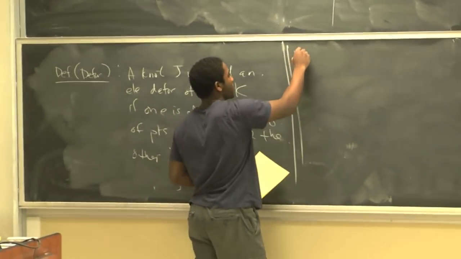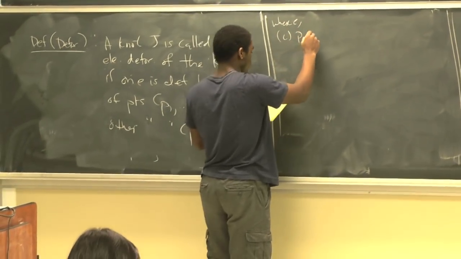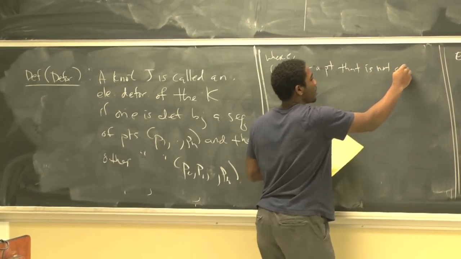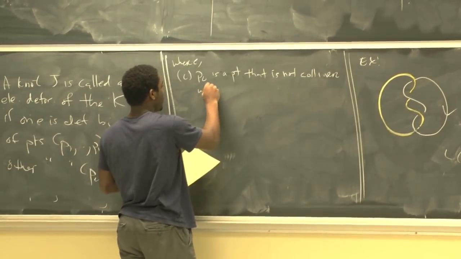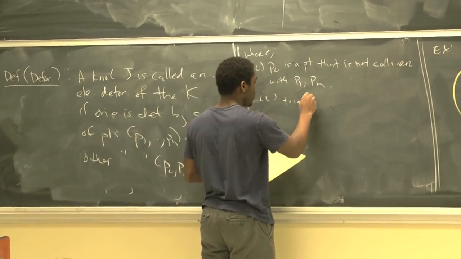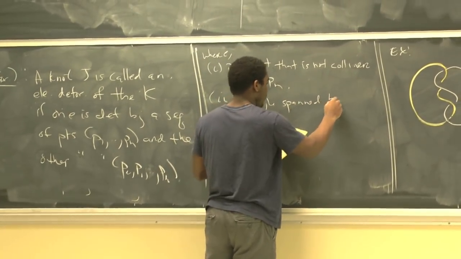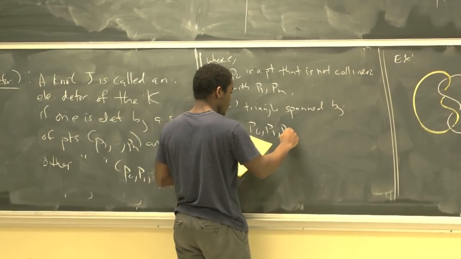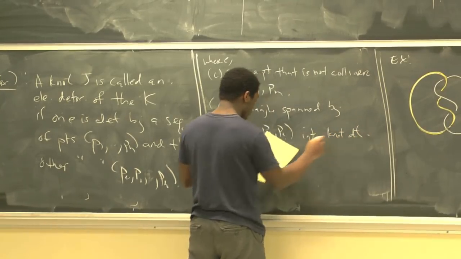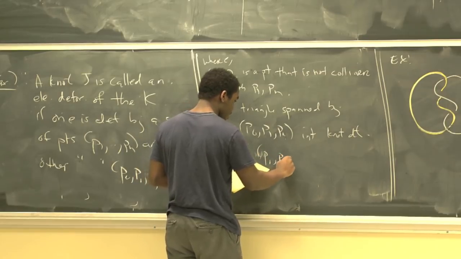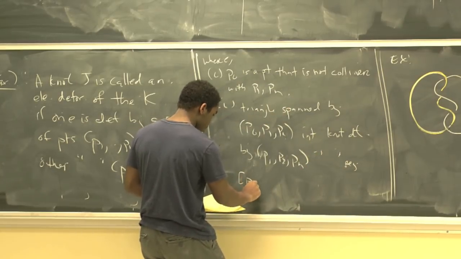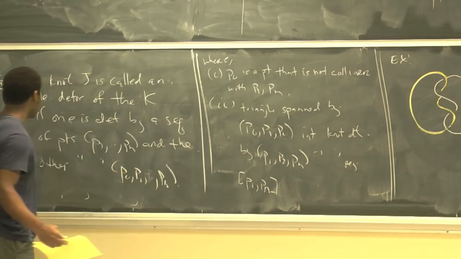And we need to have two things hold. The first thing, P0, is a point that is not collinear with P1 and Pn. And then we're going to have that the triangle spanned by P0, P1, and Pn intersects K only in the segment P1 to Pn. Okay, so what is this all exactly saying?